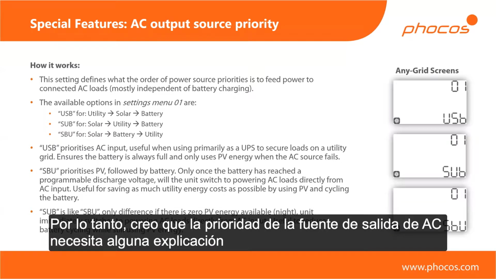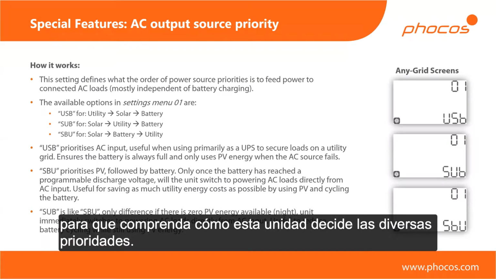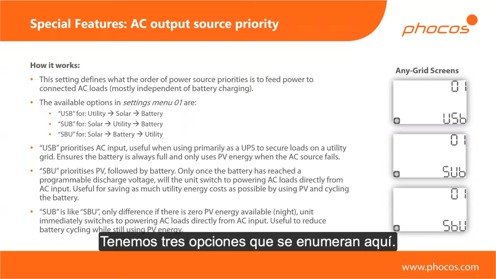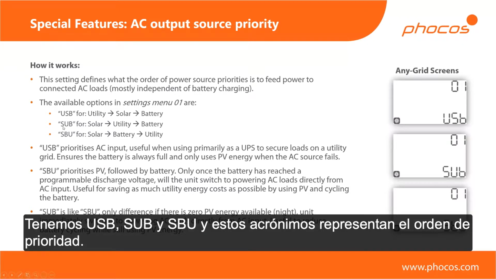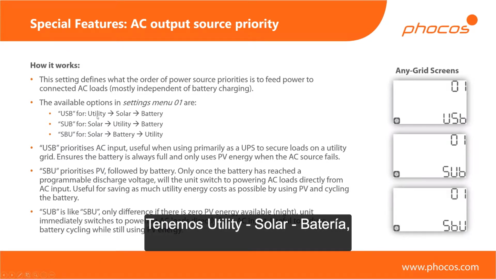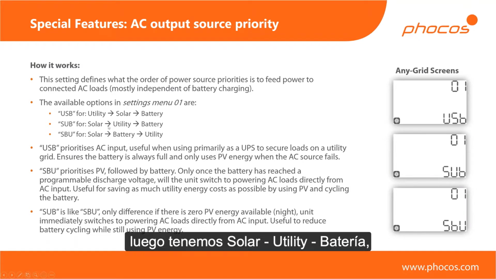So the AC output source priority, I think, needs some explanation for you to grasp how this unit is deciding on the various priorities. We have 3 options which are listed here. We have USB, SUB, and SBU. And those acronyms stand for the order of the priority. So we have utility solar battery, then we have solar utility battery, and then we have solar battery utility.